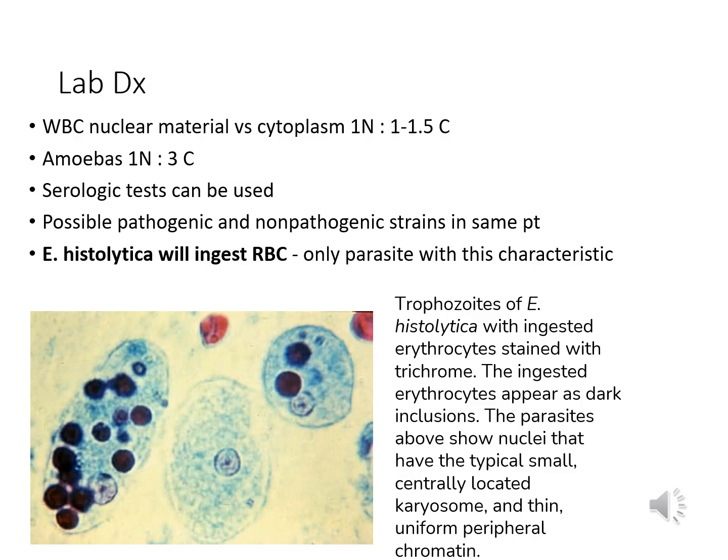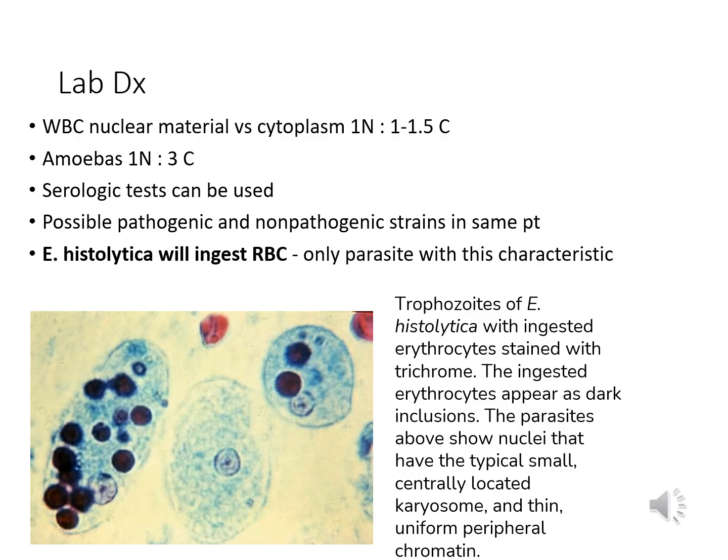Usually the white blood cell nuclear material versus cytoplasm ratio is 1 area of nuclear material to about 1 to 1.5 times your cytoplasm. Whereas within amoeba, we're going to have much more cytoplasm. So that's how you can differentiate between white blood cells and amoebas. So it's a 1 to 3 nuclear to cytoplasmic ratio. There are serologic tests available for Entamoeba histolytica. There are pathogenic and non-pathogenic strains as well, and they actually can both be found in the same patient.